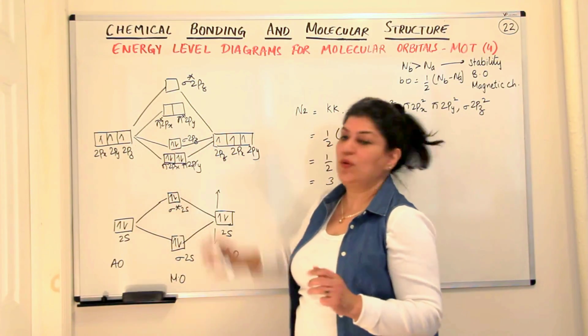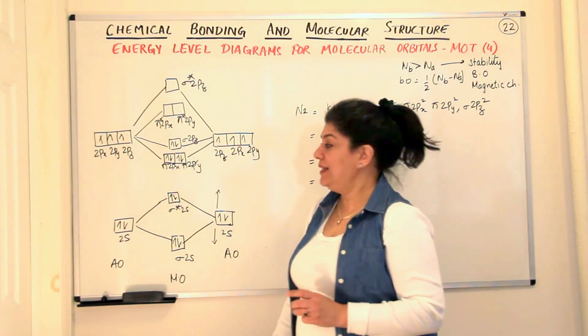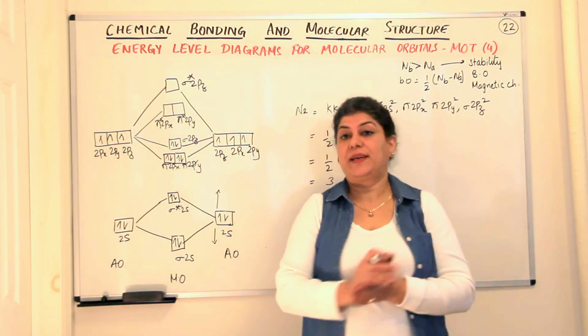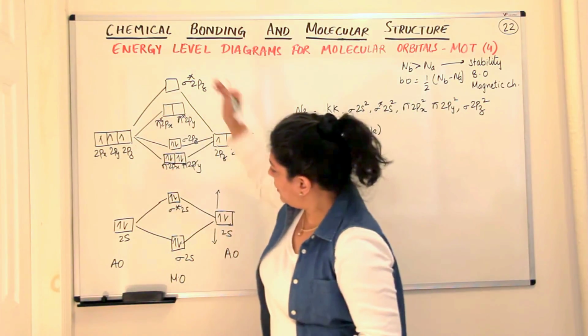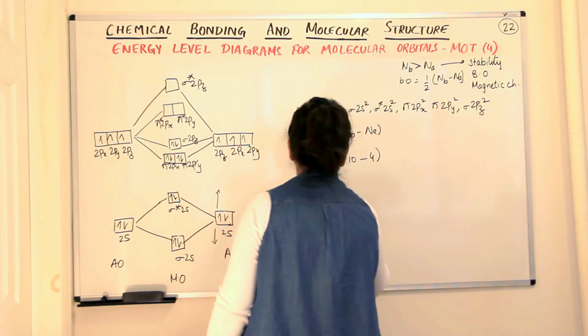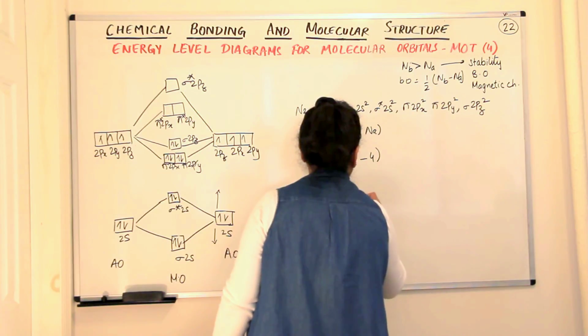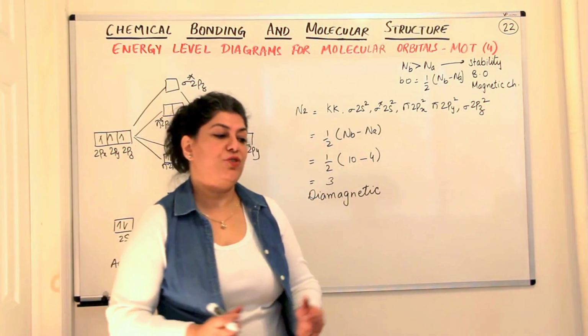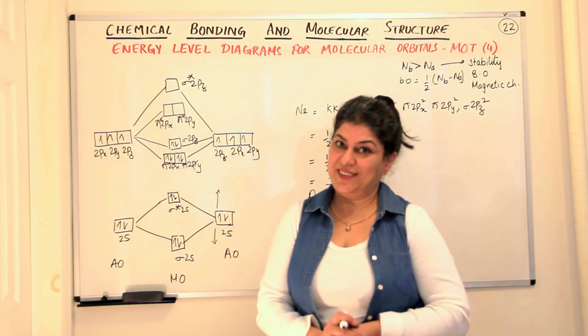2 pi bonds and 1 sigma bond. Right? So this was the nitrogen molecule. And what about its magnetic character? All electrons in the molecular orbitals are paired. Therefore, this molecule should be diamagnetic in nature. And we actually find the nitrogen molecule to be diamagnetic.